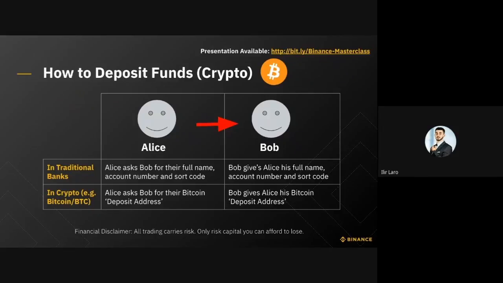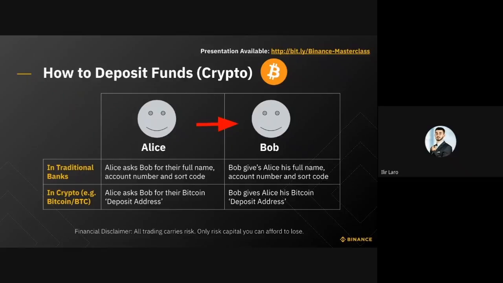In the traditional sense, via your bank, Alice needs to ask Bob, hey Bob, can you give me your full name, your account number and sort code? Bob then gives Alice his full name, account number and sort code. And essentially, Alice would then have to manually go to the bank and send funds to Bob this way.